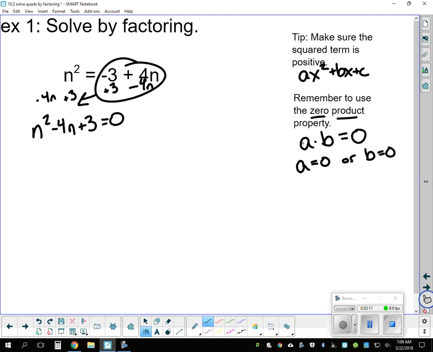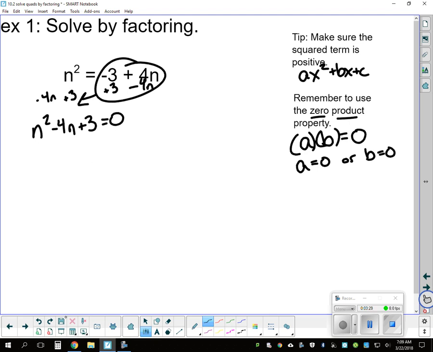Our factors are probably not going to be single things. They're probably going to be things in parentheses. So we would set the whole factor, whatever it is, equal to 0, and that whole factor equal to 0, and then we can solve. Okay, so let me show you what that looks like.